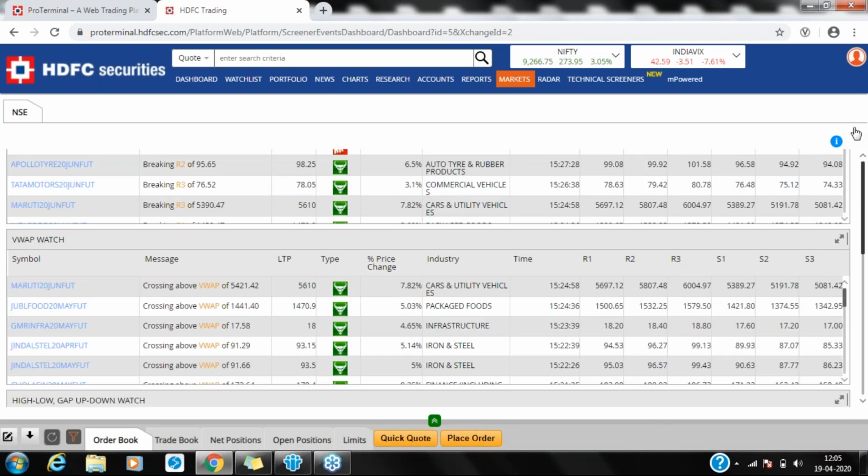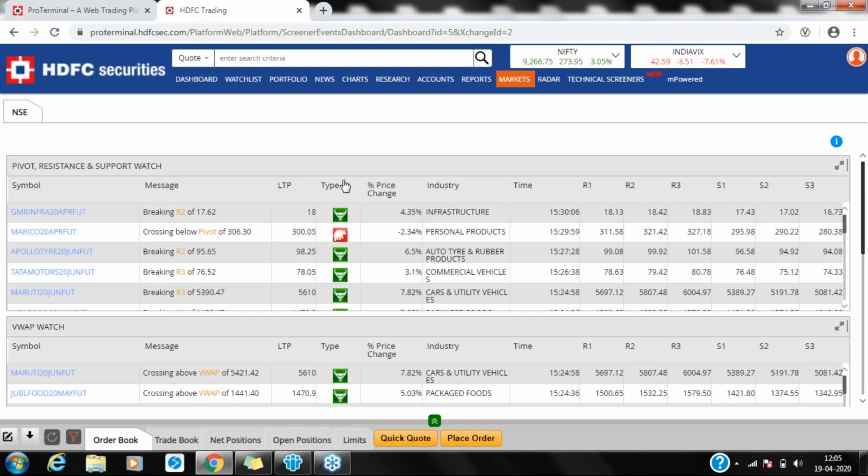So how to use it? Basically, if the stock is breaking the R1 level or R2 level, R1 stands for resistance 1, R2 for resistance 2, and R3 stands for resistance 3. Pivot point is obviously the pivot point. So this is mostly for the intraday trader. If the stock is breaking the R1 level or the R2, you can try to take the buying position in the same stock.